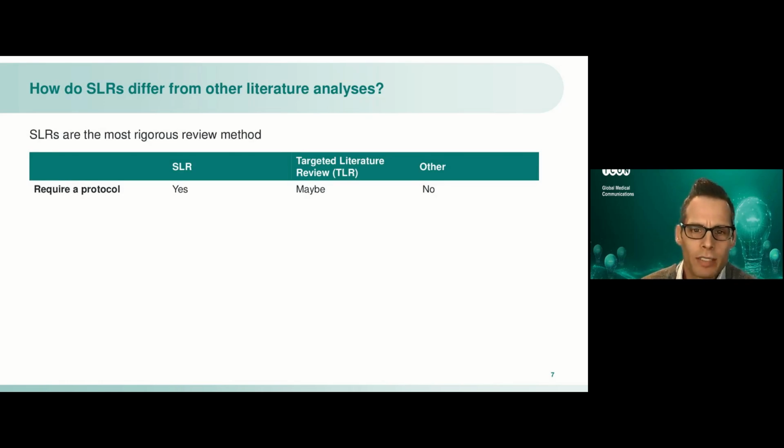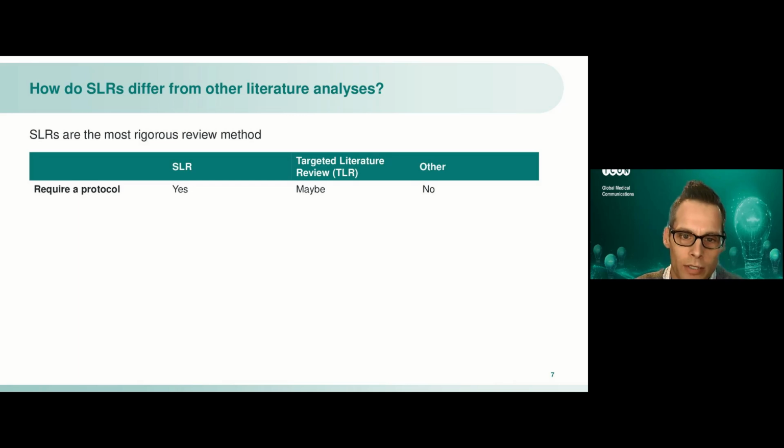And so how do these differ from other literature analyses that you're probably familiar with? We have on this slide a comparison of some key criteria, SLRs compared with targeted literature reviews, which are sort of a notch below SLRs. And then there are many other review options. We just bucket all the others into this other category here for simplicity. But the bottom line here is that SLRs are the most rigorous review option.